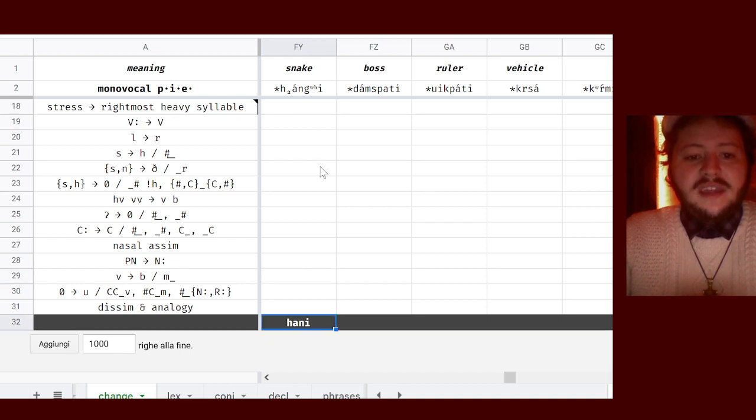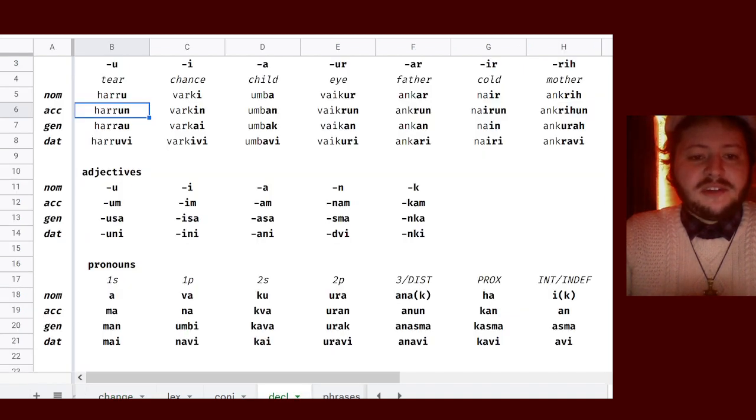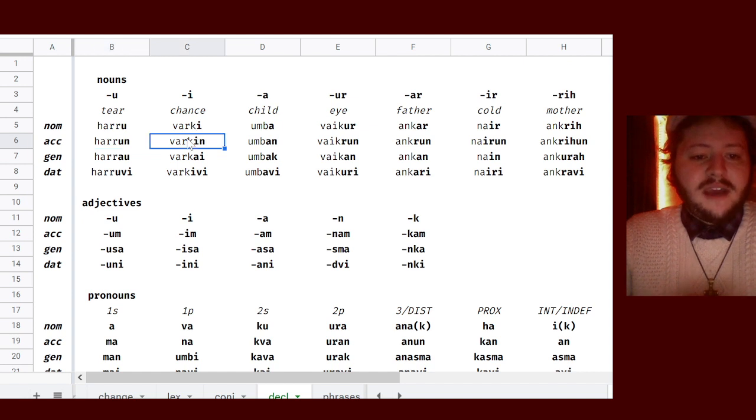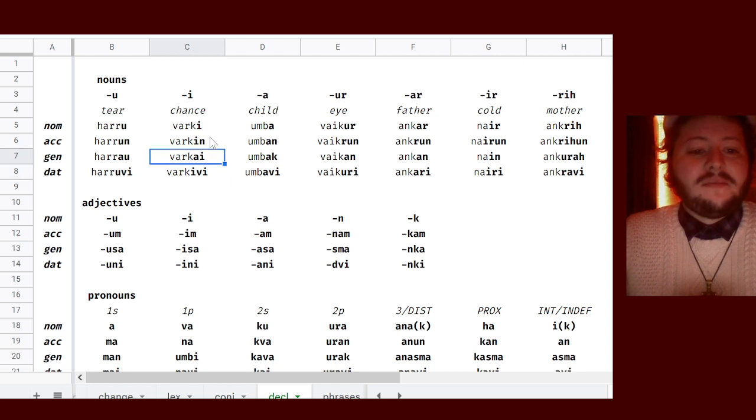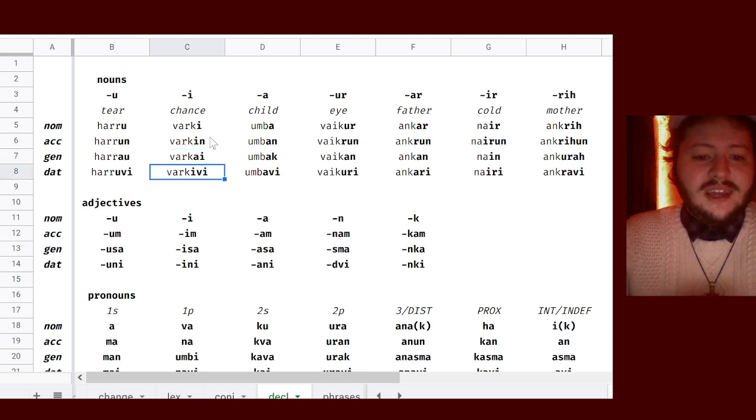But the other thing I want to think about is that it's an I-final word, so I want to make sure I know how it's going to decline. This is how it's going to decline in the language. As a subject, it's hani. As a direct object, it's hanin. As a genitive, if you're saying the snake's skin or something, it's hanai. And as a dative, for the snake or to the snake, it's haniri.